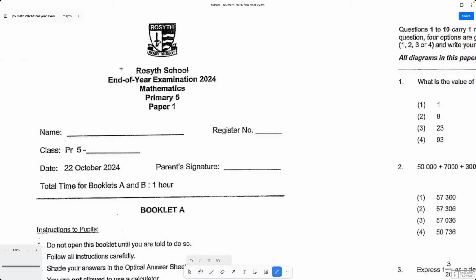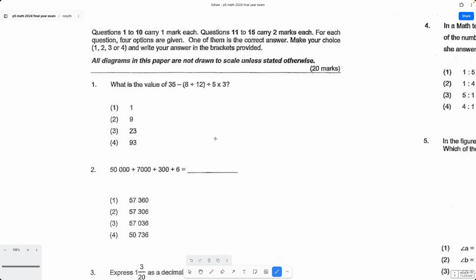In this video, we're going to go through the Rosyth End of Year Examination 2024 Mathematics Primary 5 Paper 1 Booklet A. So let's get started on the first question.